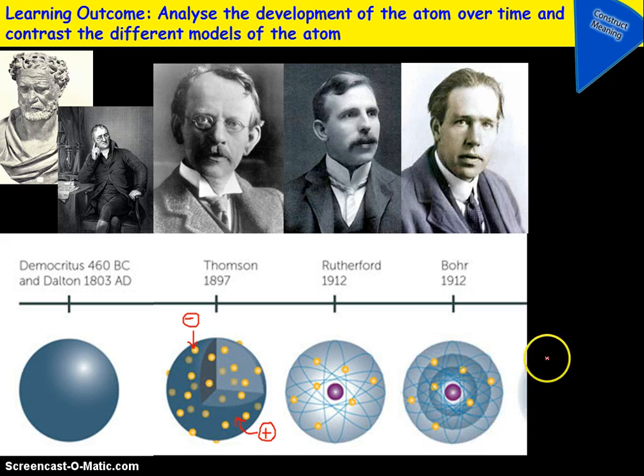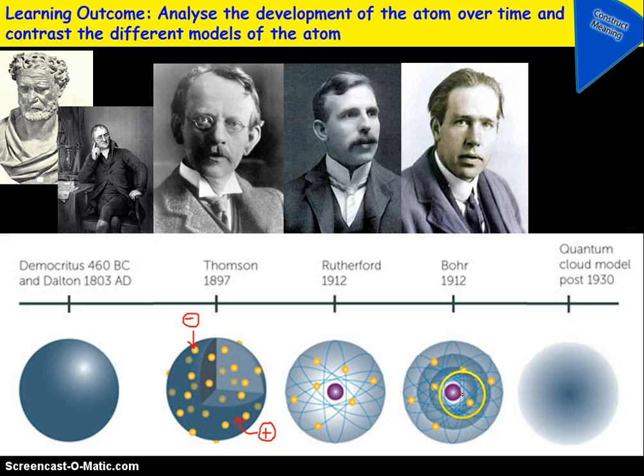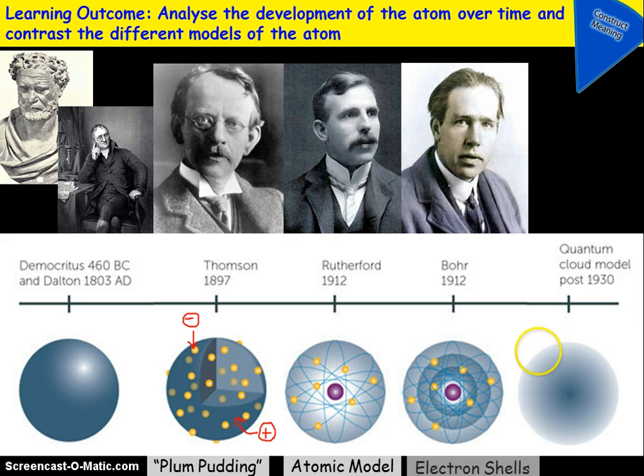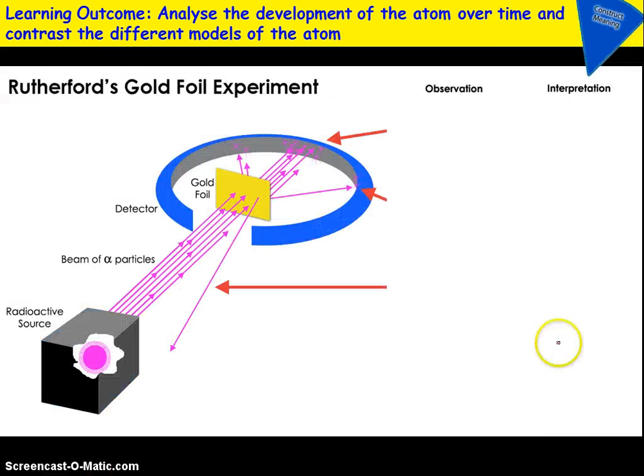Niels Bohr then added the shell model by saying that the electrons didn't just orbit randomly, that they had to be in specific energy levels. This has then been developed further, and scientists develop new theories further when there is evidence, so they need evidence to change their theories. So we call this the plum pudding, the atomic model, and then electron shells.